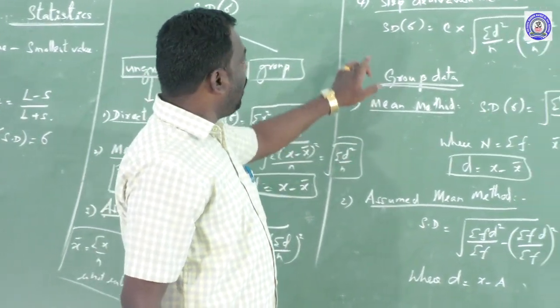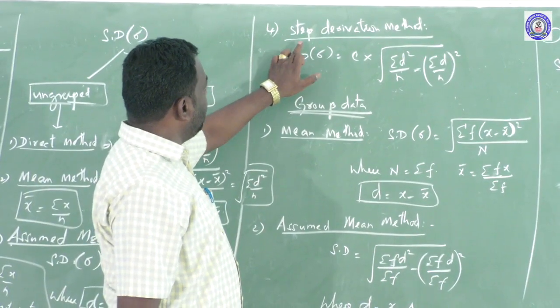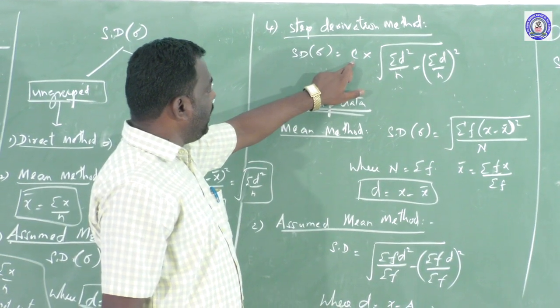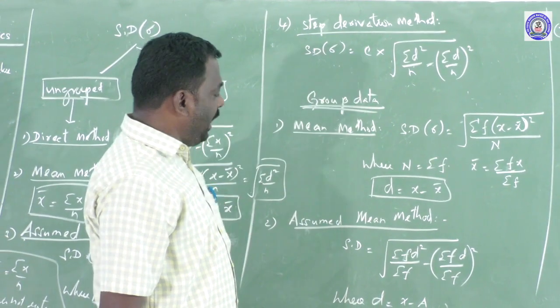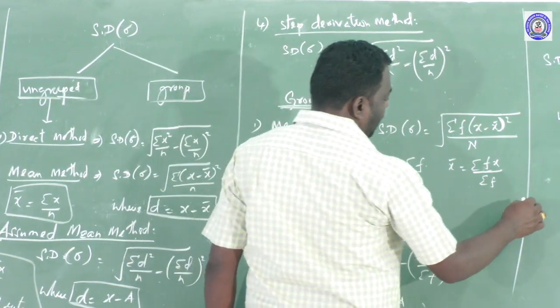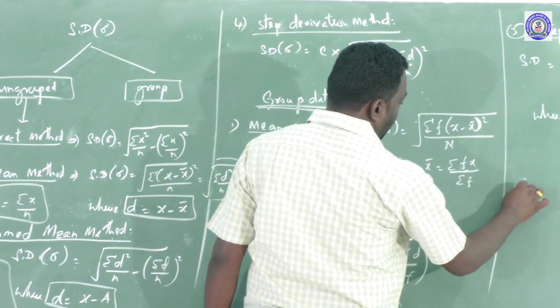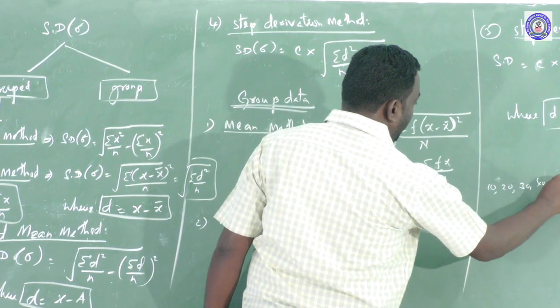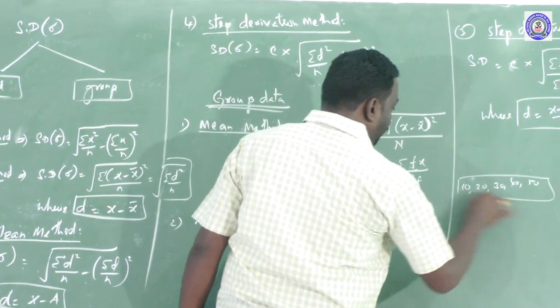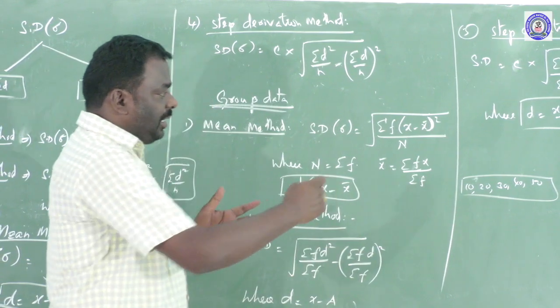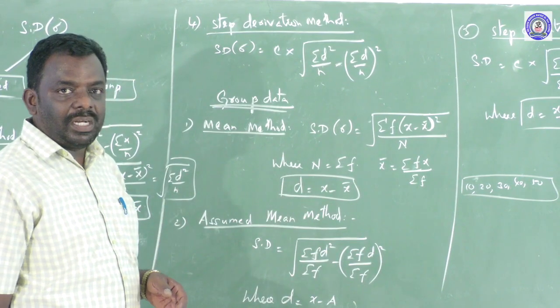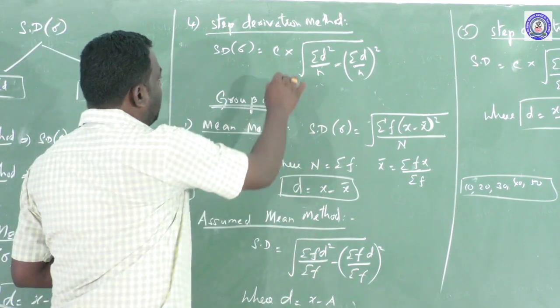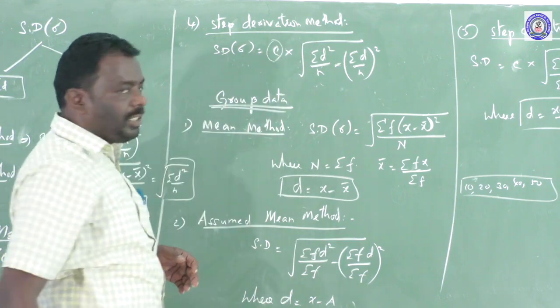Another method is called the step deviation method. Here, C is called the class interval. The data are given in class interval type, so it is given like 10 to 20, 30, 40, 50. In that, the common interval, which is continuously 10, is called the class interval, defined by C.